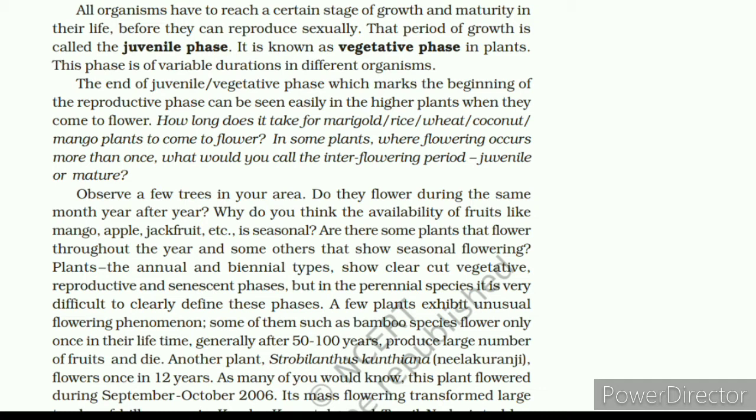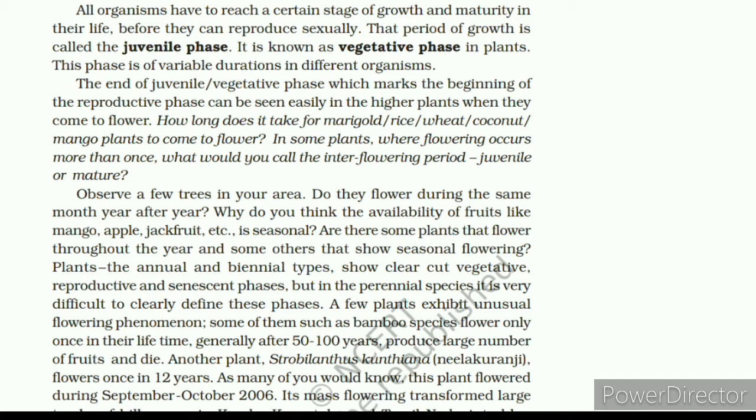It is known as vegetative phase in plants. This phase is of variable durations in different organisms. The end of juvenile or vegetative phase, which marks the beginning of the reproductive phase, can be seen easily in the higher plants when they come to flower.